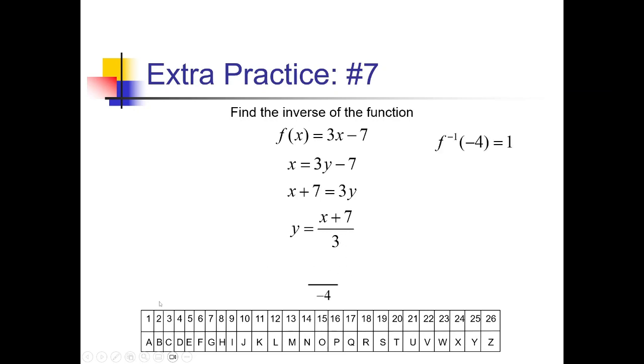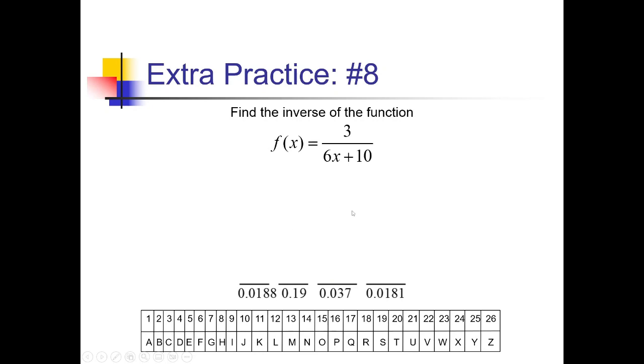So we have, that's A right there. And just to make my notation a little bit more clean, I just wanted to change that to f inverse instead of y. For this next problem, we're trying to get the inverse of 3 over 6x plus 10. So let's swap out x and y. We'll have x equals 3 over 6y plus 10.